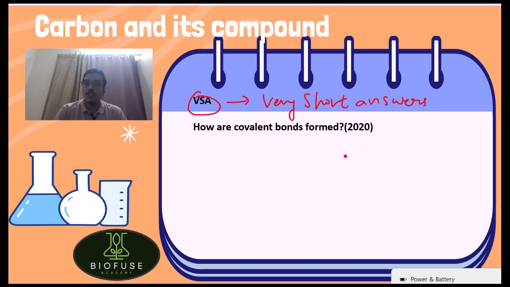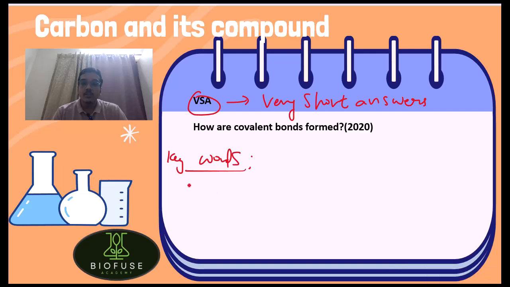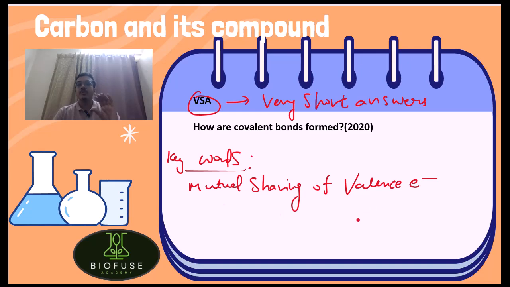So how are covalent bonds formed? Generally covalent bonds are formed by the mutual sharing of the valence electron. Okay, what are the keywords? Mutual sharing of valence electron. So this is the keyword. If you write this keyword, you will be getting the correct answer. Covalent bonds are formed by the mutual sharing of the valence electrons of two atoms.